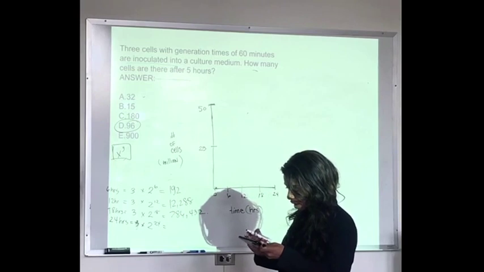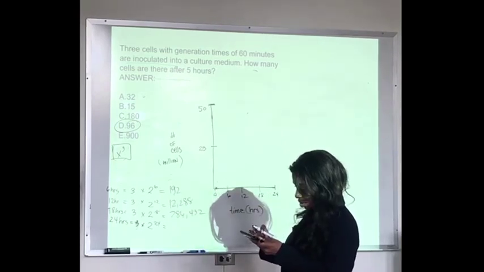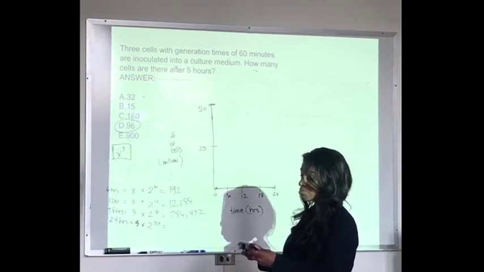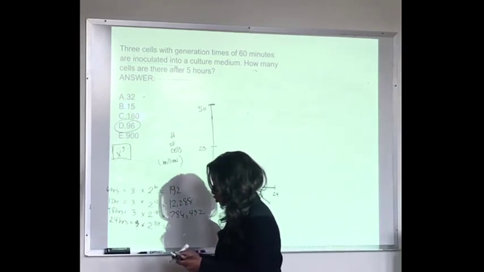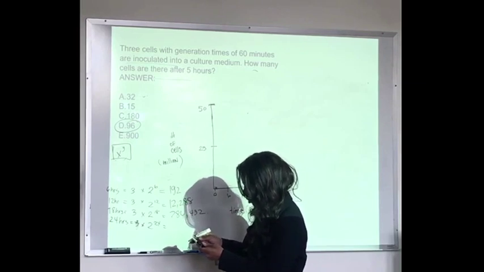And then after 24 hours, I'm going to do the same thing: 2, and then press that symbol on my calculator, put 24 in. That's going to give me 16,777,216. Then I'll multiply times 3 because I started with 3 cells. So it will look something like this.